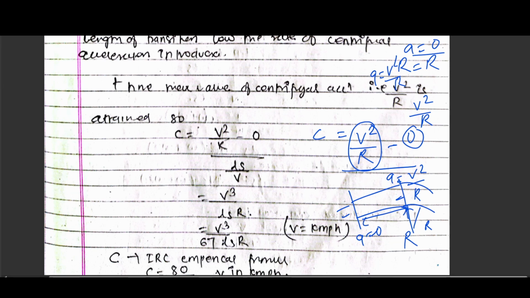So what will be the rate of change of centrifugal acceleration? That means final acceleration minus initial acceleration divided by time. The time will be between this point and this point.